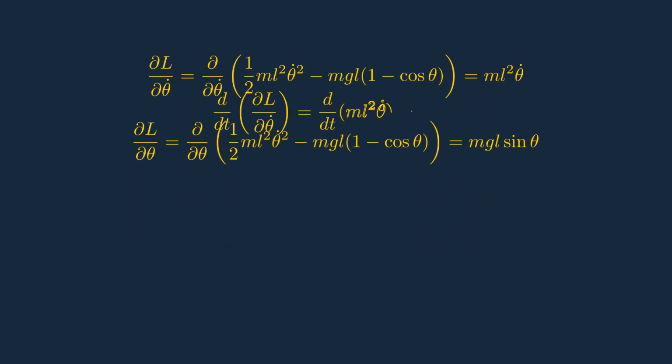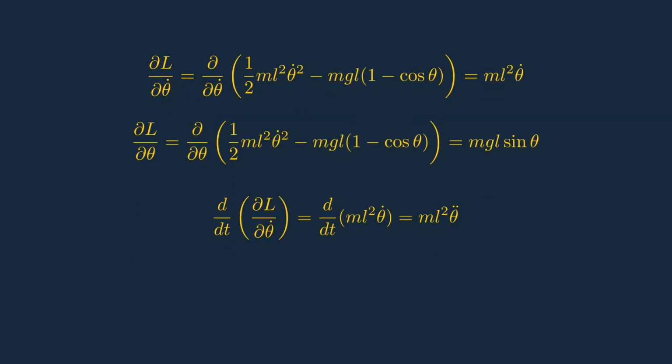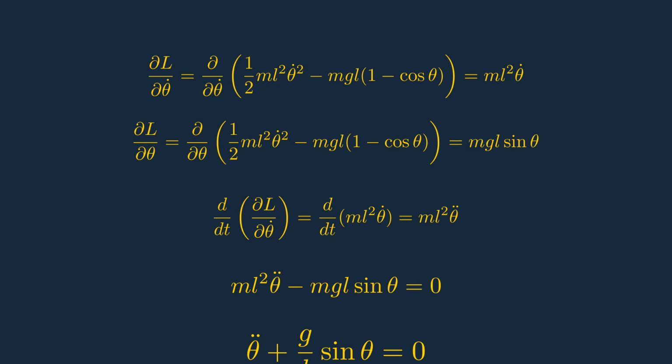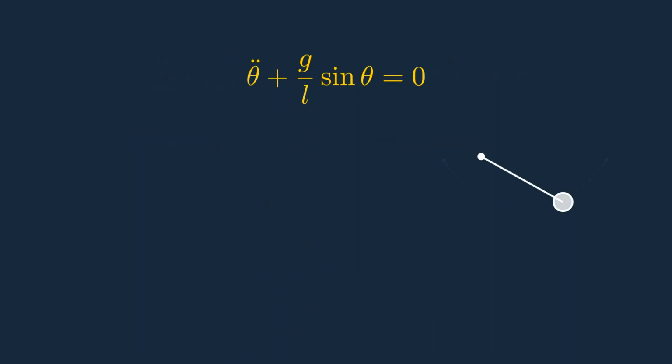Next, we need the time derivative of the first partial derivative. Now we substitute these expressions into the Euler-Lagrange equation. Dividing through by mL squared gives us the nonlinear differential equation of motion for the pendulum. This is a nonlinear second-order differential equation.